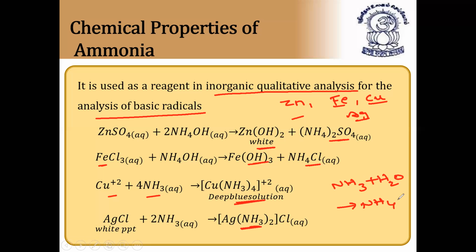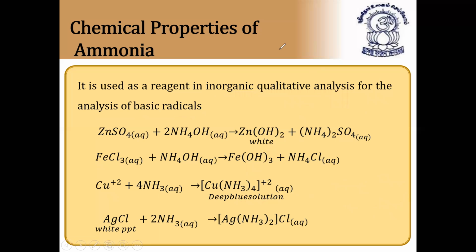This ammonium hydroxide, I'm not writing the balanced equation, just telling for understanding, combines with the basic radicals and forms precipitates of different colors. So with copper, it gives a deep blue solution. With silver, it forms a complex compound, and with zinc it forms a white precipitate. With iron it forms a green precipitate. In this way you have to take it. I hope it is clear.